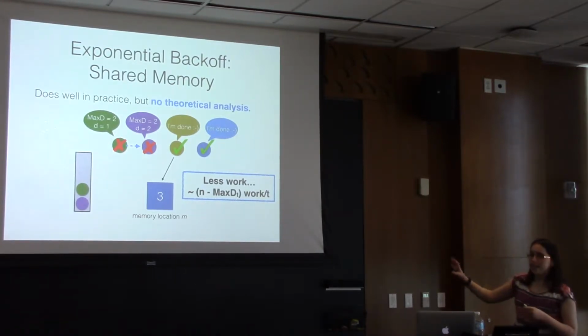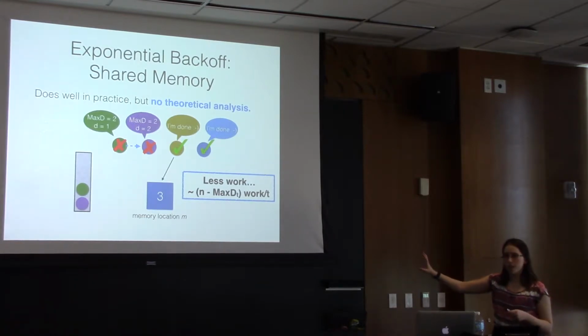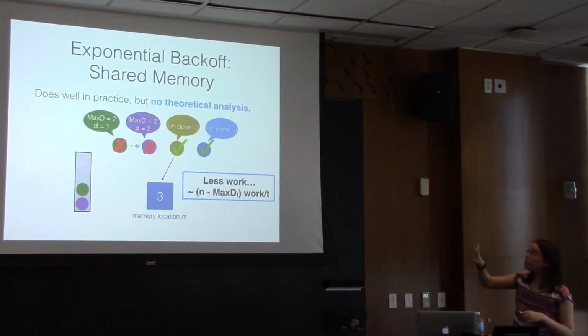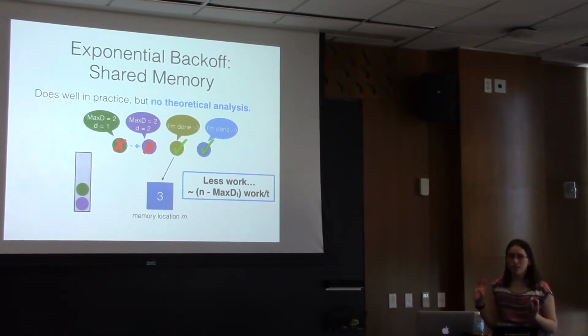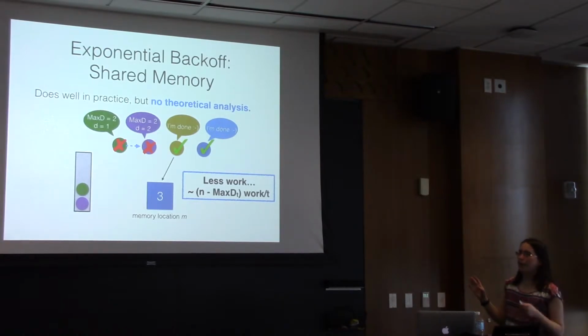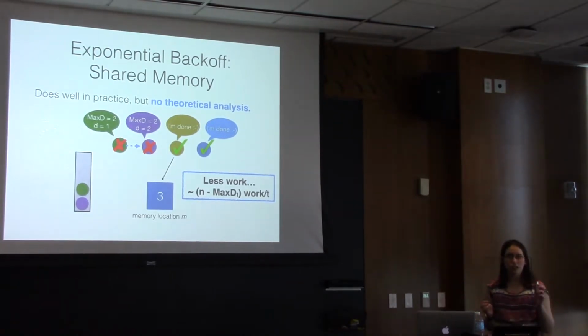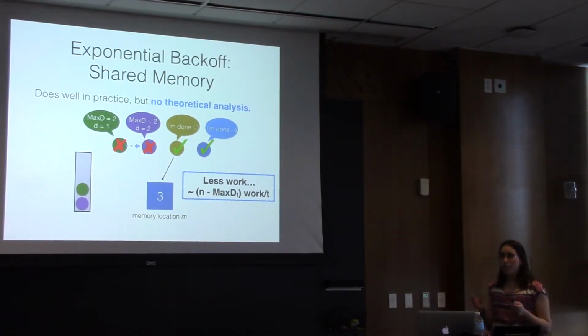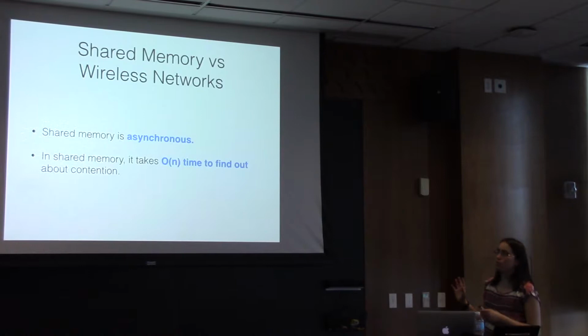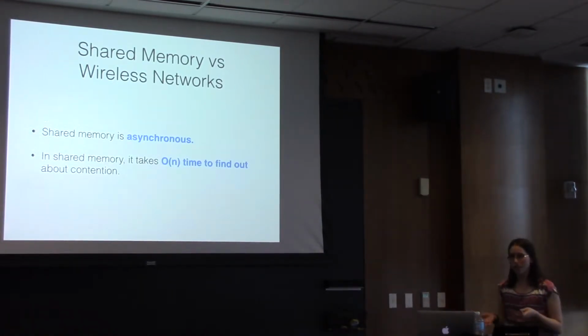So this is nice, and it's actually used often in practice for shared memory. But there's never been theoretical analysis that describes why it does well, which is kind of weird if we think about it. In the wireless network model, we can analyze it, but in shared memory, nobody has. So now we can ask ourselves, what's the difference? Why hasn't anybody done it?